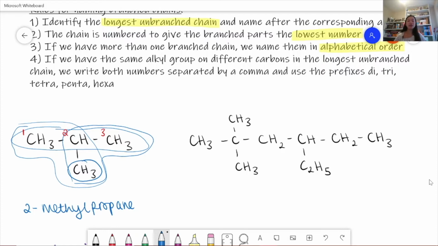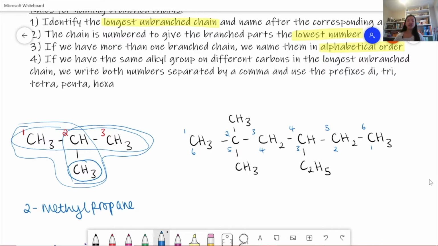For this next molecule, it's a bit more obvious which one the long chain is, because it's not all the same. So the longest chain is definitely the one which is straight. And so now we can label the carbons. So we have 1, 2, 3, 4, 5, 6, or we could label them as 1, 2, 3, 4, 5, 6. And now we have to work out which one we use.